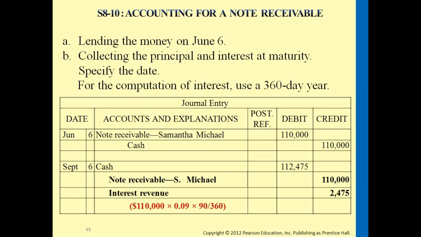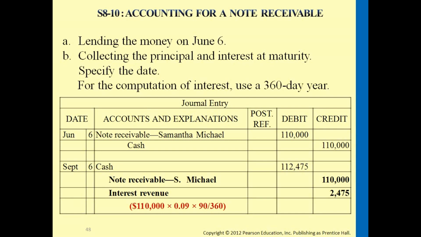Okay, so we start off from June 6th, right? And then there's 90 days. So in June, how many days do we have left? 24, right? And then in July, we have 31 days. So it's 55 cumulative, right? And then at the end, August, we have another 31 days. So it's 86 days.